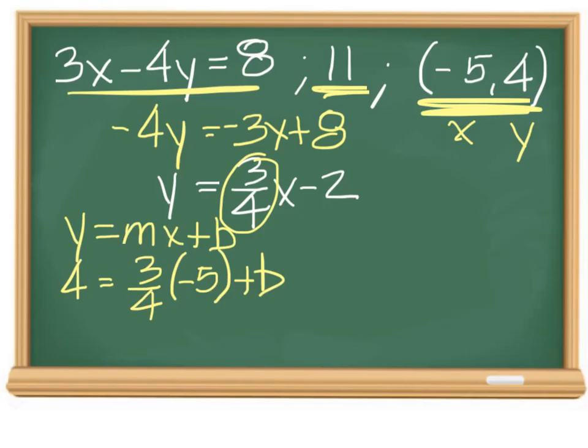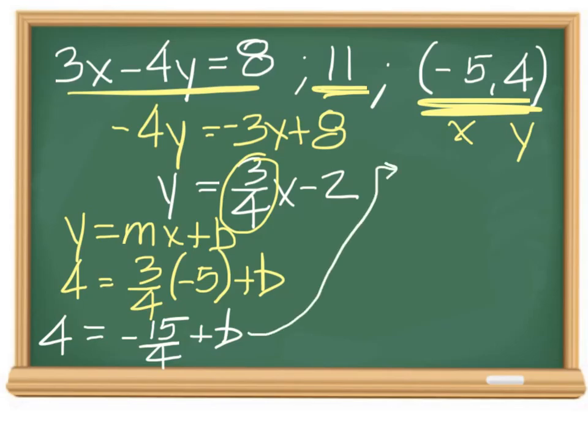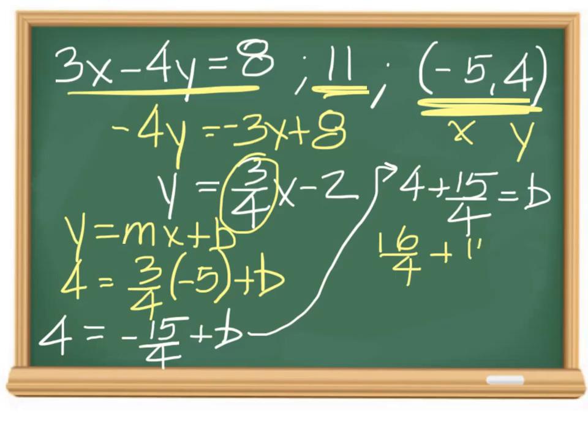Now from there you have to solve for b. So 4 equals a negative 15 over 4 plus b. And you must move that negative 15 over 4 to the left, make it plus. And you need a common denominator now so you can add the fractions together. The common denominator would be 4, so that gives you 16 over 4 plus 15 over 4 equals b. 16 over 4 plus 15 over 4 is 31 over 4.